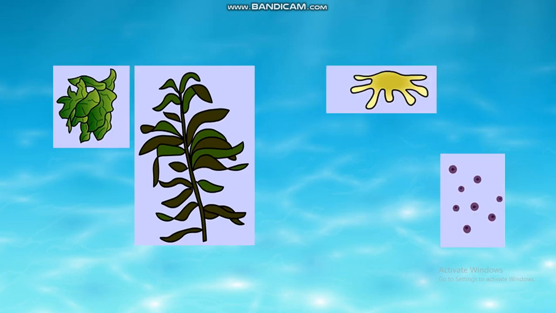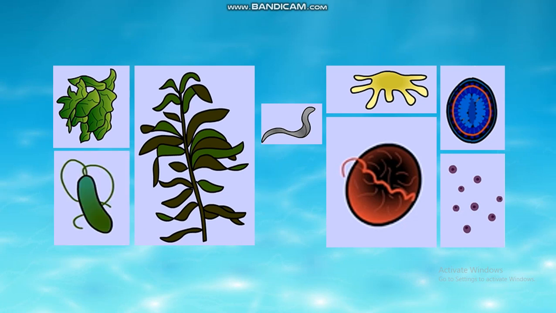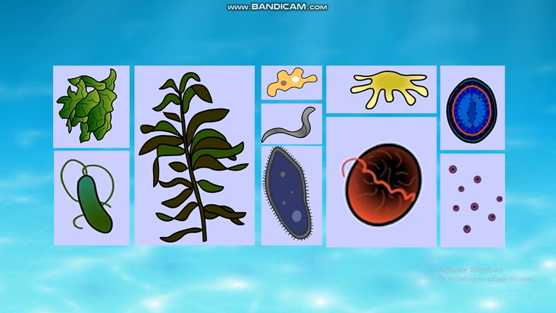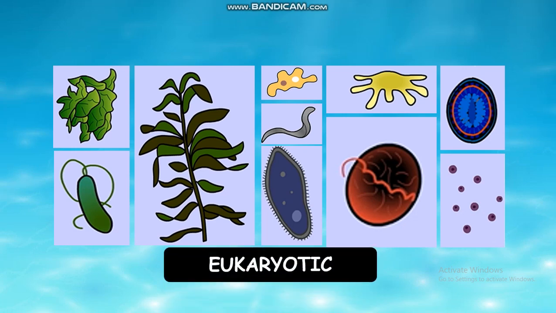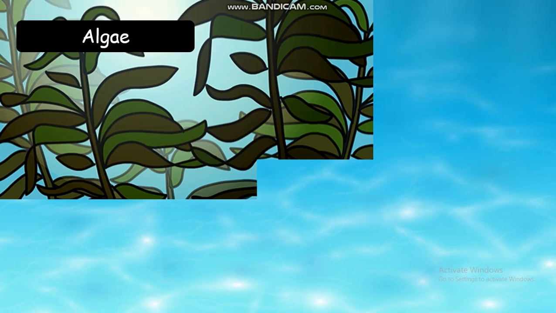So, protists are single-celled or multi-celled organisms that live in moist and wet surroundings. They can be plant-like or animal-like. All protists are eukaryotic, meaning their cells contain a nucleus. So, protoctists which are plant-like include organisms called algae.